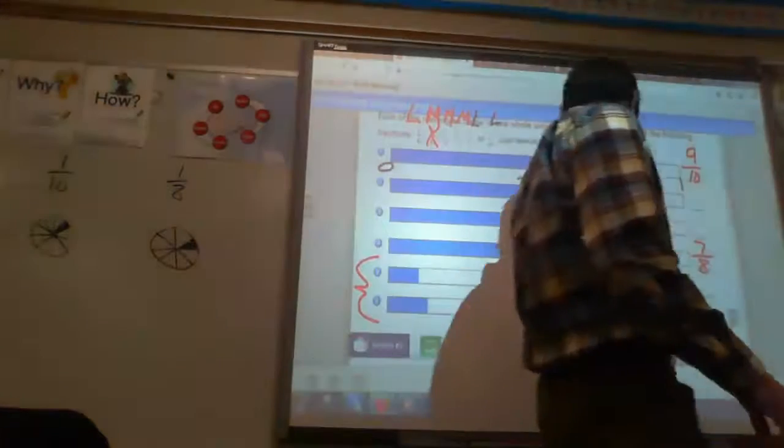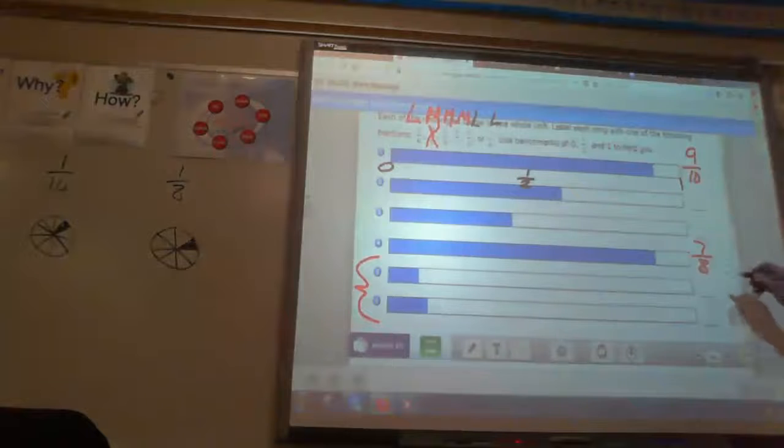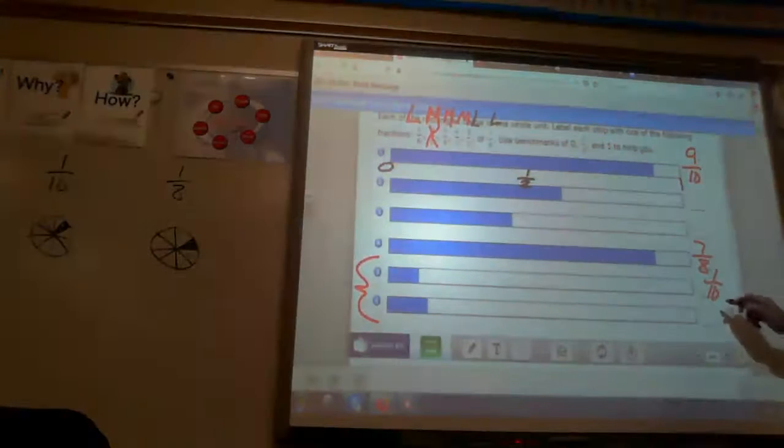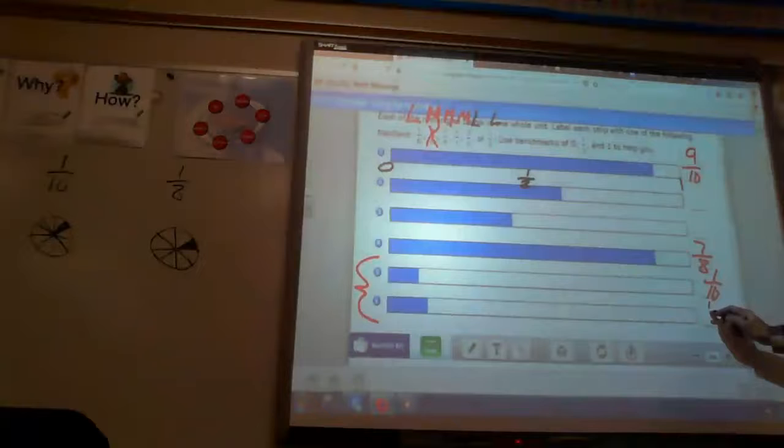Mackenzie, what should number 5 be? Number 5 should be 1/10. Excellent job, Mackenzie. Parker, what should 6 be? It should be 1/8. Awesome job. Okay, we good? We ready to move on?